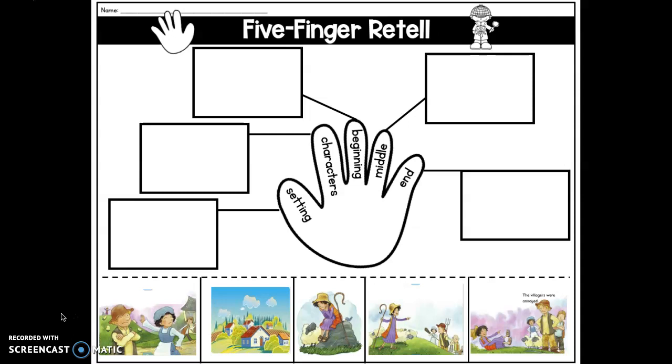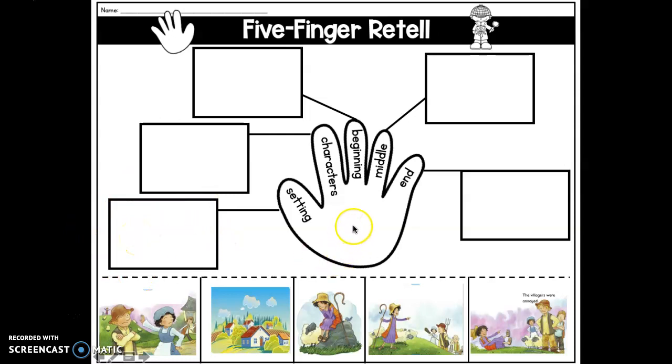Now, after you listen to the story, you're going to look at these pictures at the bottom here. These pictures represent parts of the story. So we want you to think about which of these pictures down here goes to the setting. And you're going to cut it out and glue it in this box.